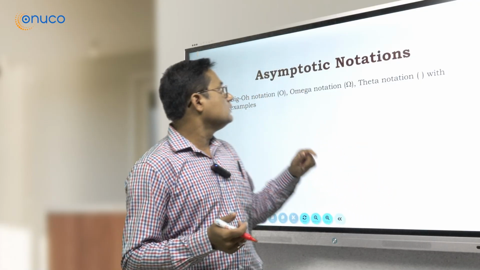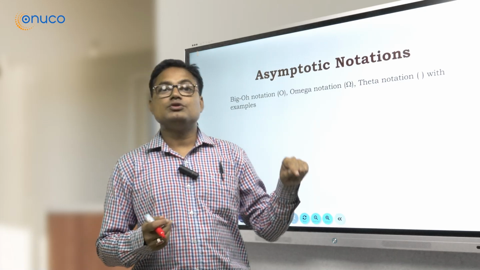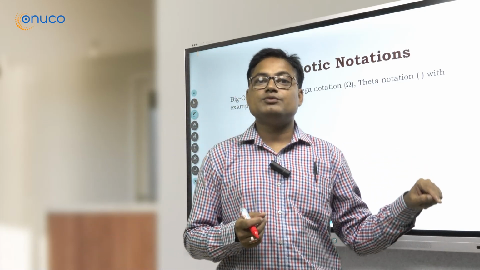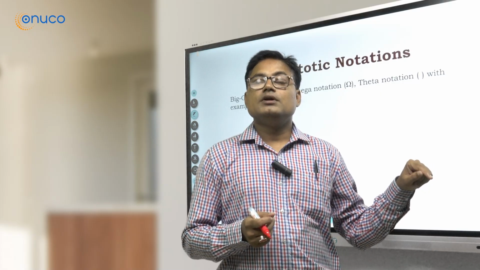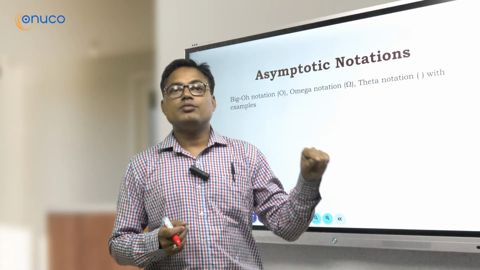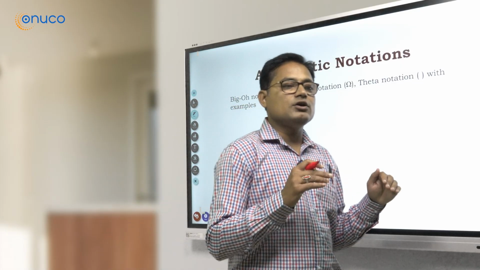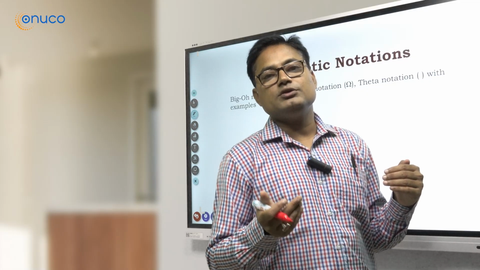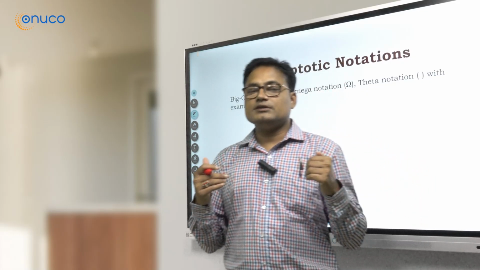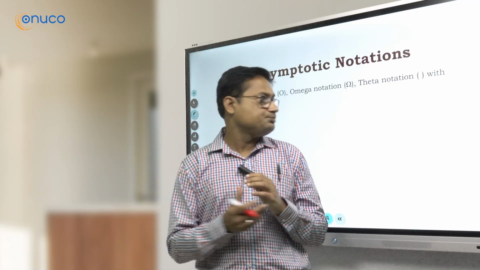I repeat, asymptotic notation is used by computer scientists to compare the order of growth or time complexity of different algorithms for the same given problem, with respect to larger size of input. We are not considering a smaller size of input. Always our concentration is on larger size of input.